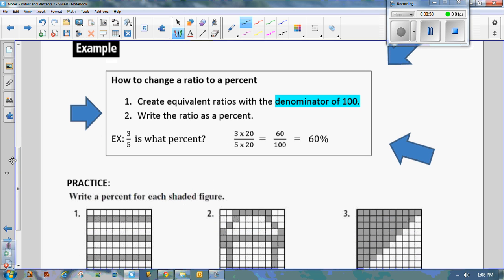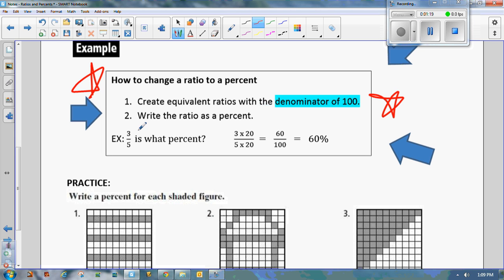Down below here we have in our box steps on how to change a ratio to a percent. It's got arrows drawing your attention if you want to put stars or highlight the box. Again, if you need help, hopefully that will draw your attention to come back to this box. In order to change a ratio to a percent, we're going to create the equivalent ratios with the denominator of 100, and then we're going to write the ratio as a percent.